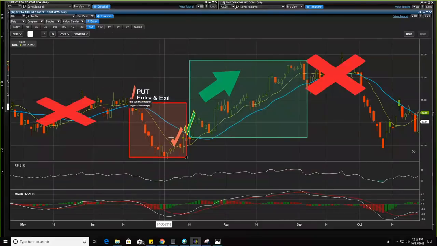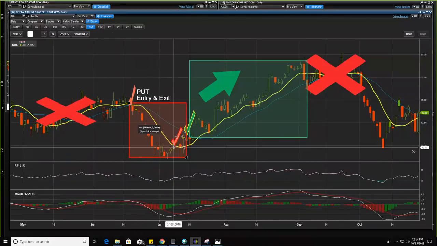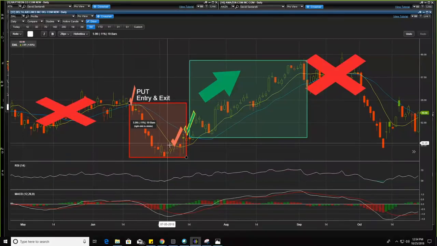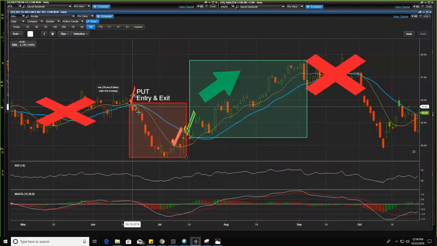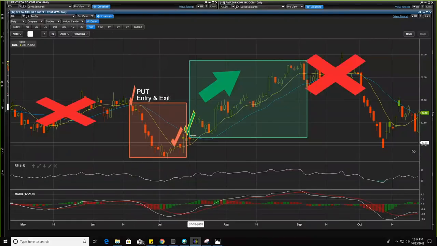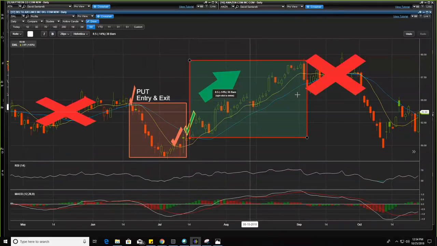See the checks? You're entering when you cross below the 10 and 20 day SMA, and you're selling those puts once you cross above the 10-day SMA, that yellow line. So you're buying here, you're selling here. And once you cross above the blue and yellow, that's when you're entering calls. And what are you doing when you're selling? You're either using your 10 or your 20 day, depending on the strength of that breakout.